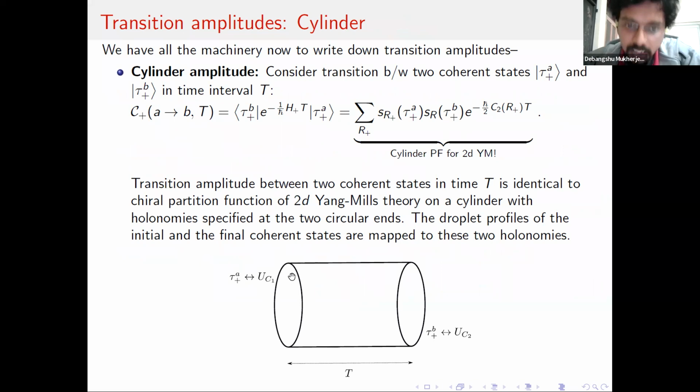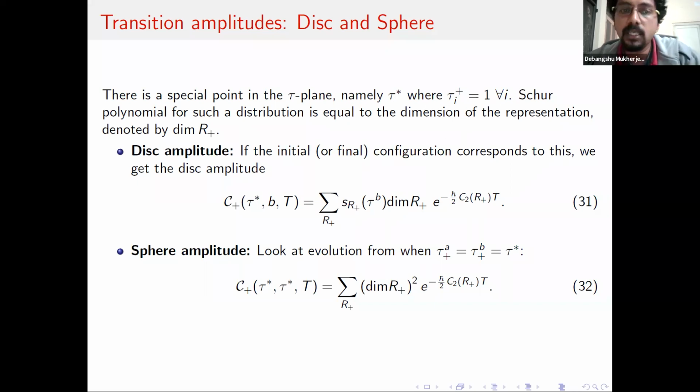Now, if you do this identification and choose trivial holonomies for both of these circles, you close off both of these ends, and what you end up with is a theory on a sphere. And this is precisely the disk amplitude, where, because I closed one of the circles, I chose one of the holonomies to be trivial, which in this case is tau A. I have replaced it with dimension of tau R plus. So choosing trivial holonomy is again, to reiterate, choosing all the tau I pluses to be +1.